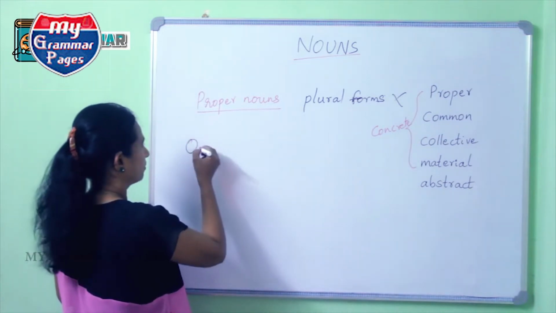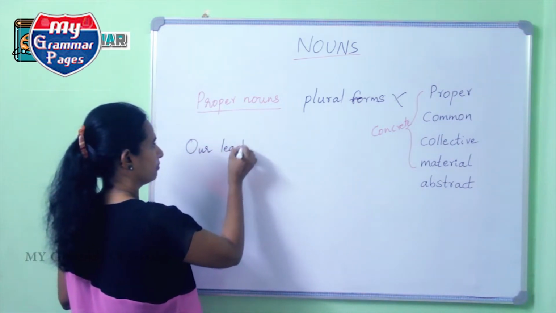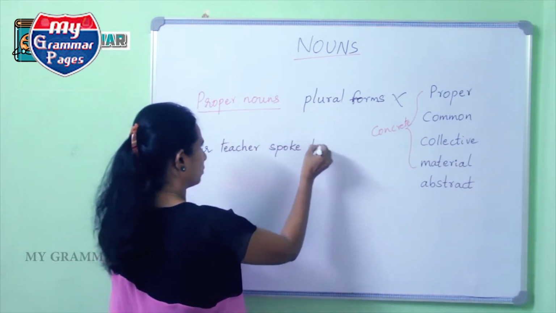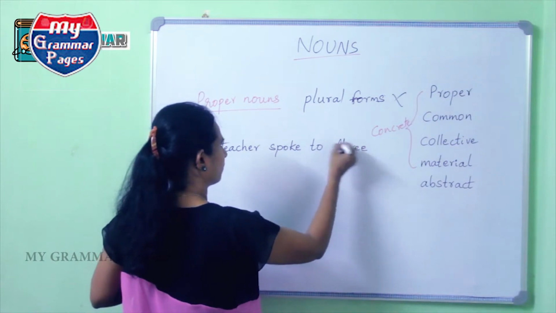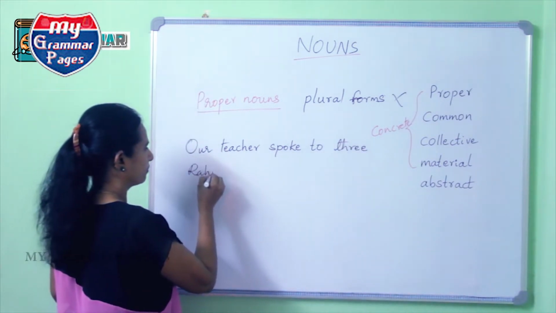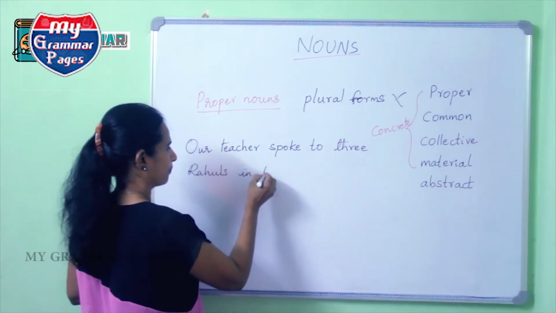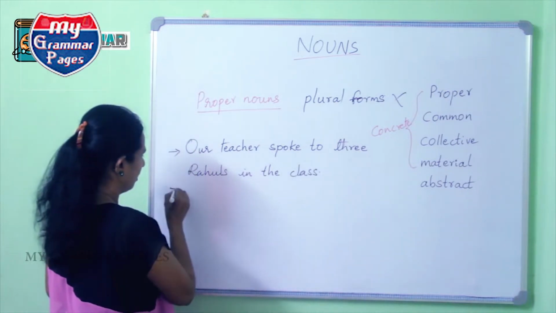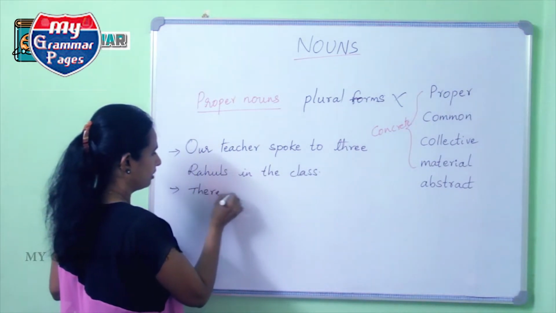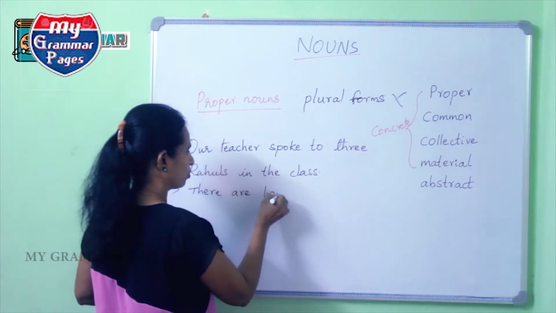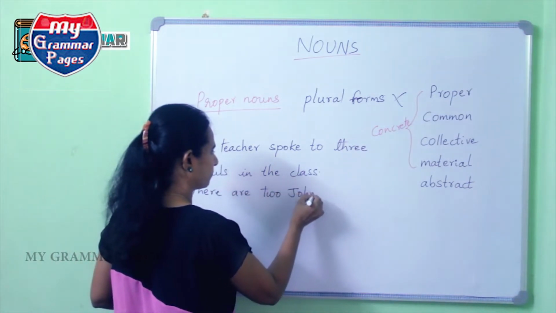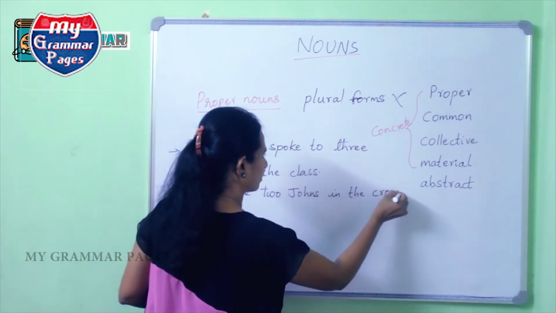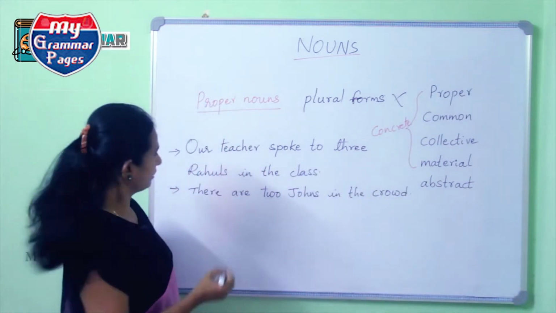For example, our teacher spoke to 3 Rahuls in the class. There are 2 Johns in the crowd. Look at these examples.